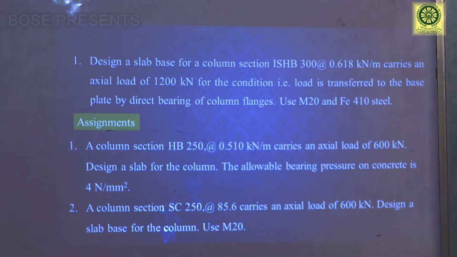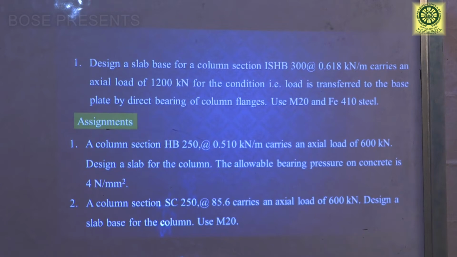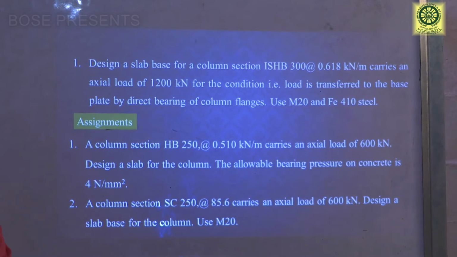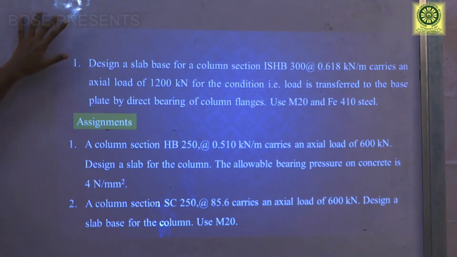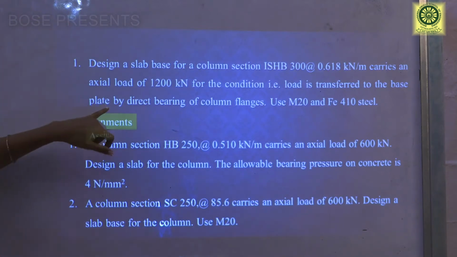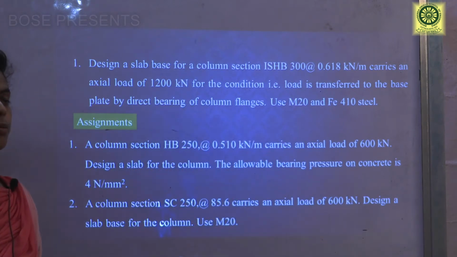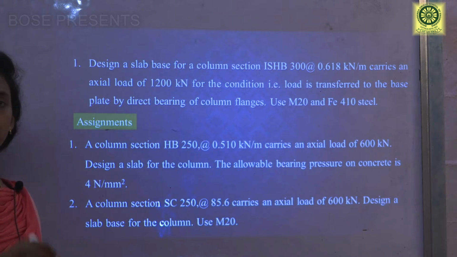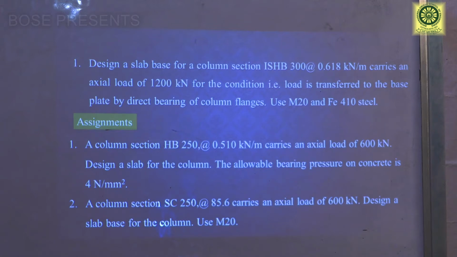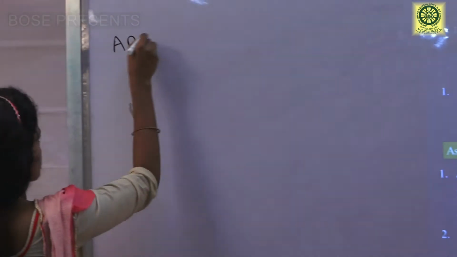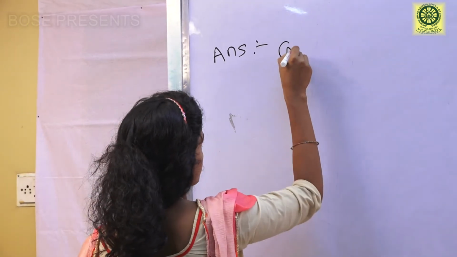Then one problem: design a slab base for a column section ISHB 300 at the rate of 0.618 kN per meter, carrying an axial load of 1200 kN, for the condition that the load is transmitted to the base plate directly by bearing of column flange. That means here they mention that a bolted connection is used for the design of slab base. So here the first step is the given data.